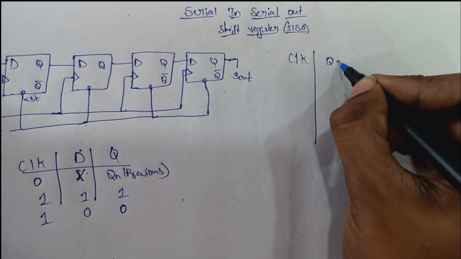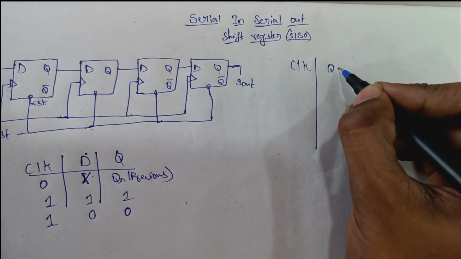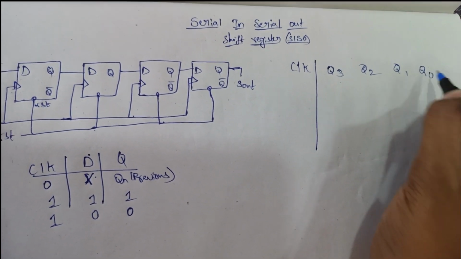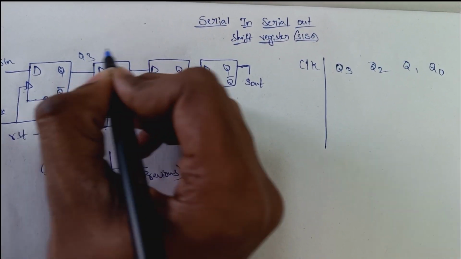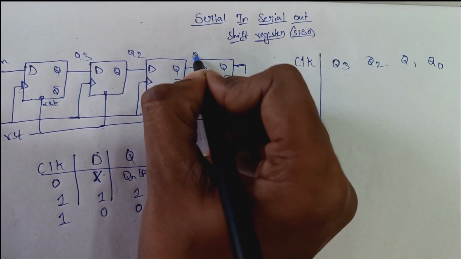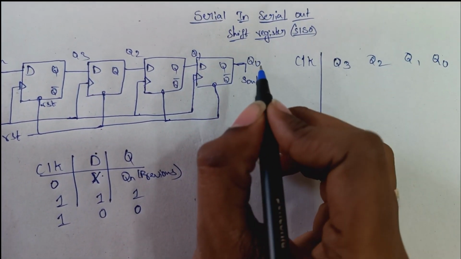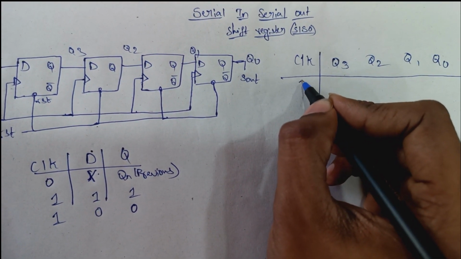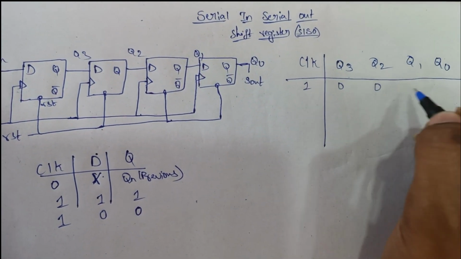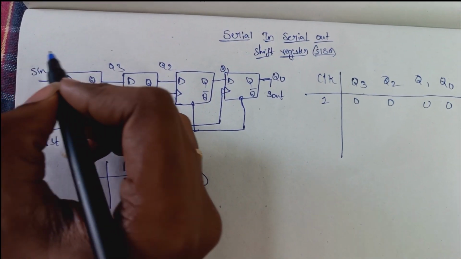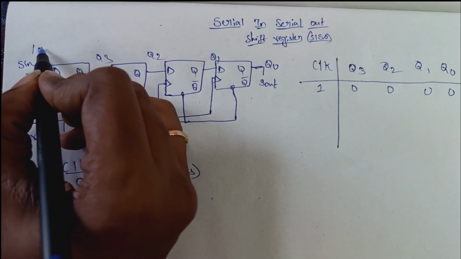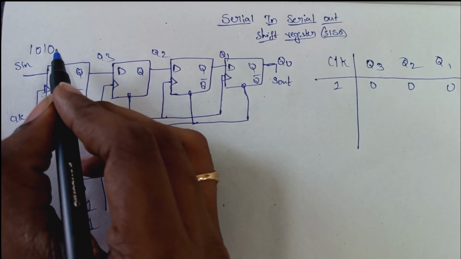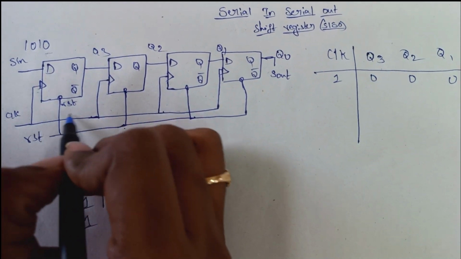Here I will consider Q3, Q2, Q1 and Q0. Initially I am considering all these outputs are 0, and I will set the input as 1 0 1 0. Now first the 0 bit will be fed to the D flip-flop.